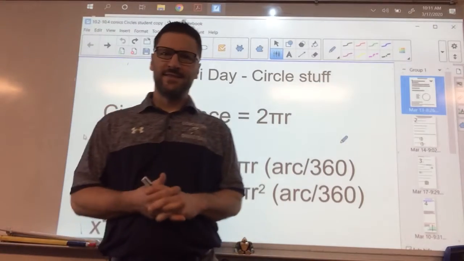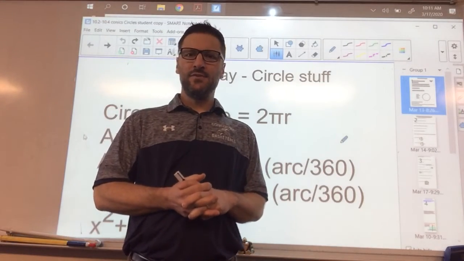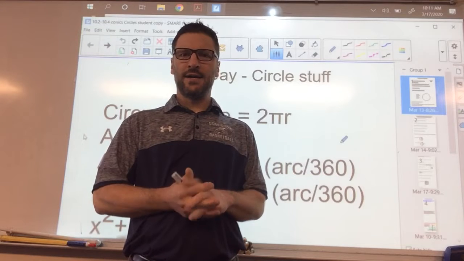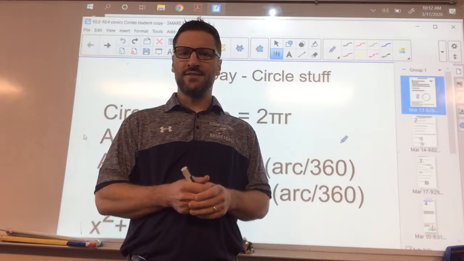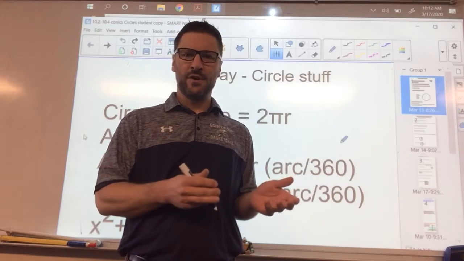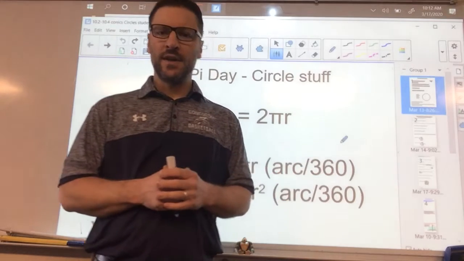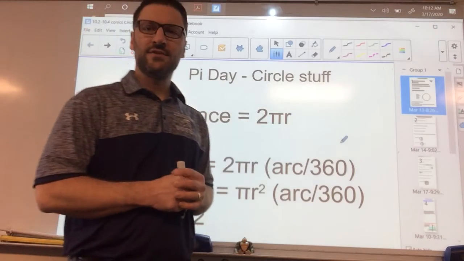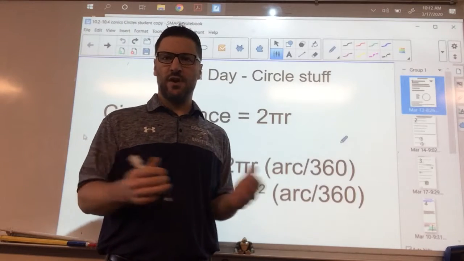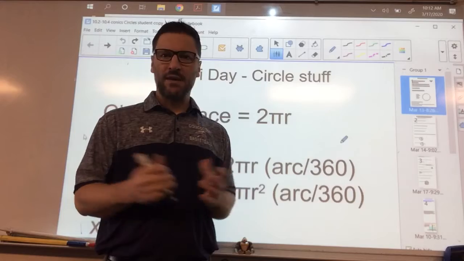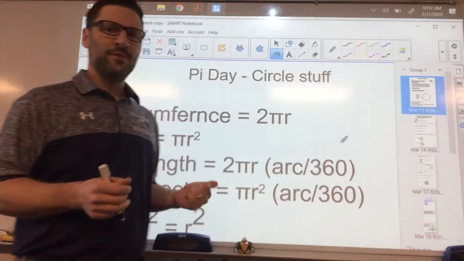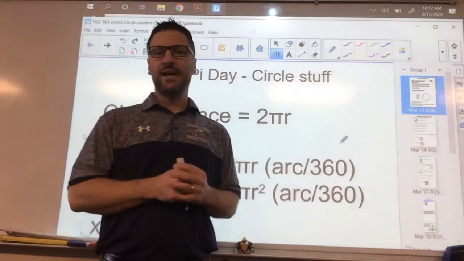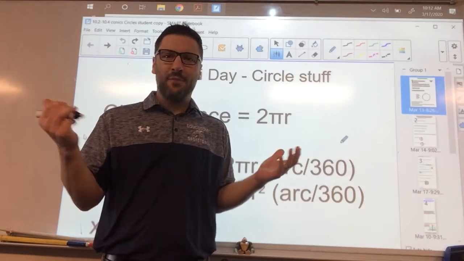Hello, this is the 10.2 through 10.4 conic sections extension. One of the conic sections that this book puts before 10.2 to 10.4 is circles. We haven't talked about circles yet, but circles are a conic section, a lot like ellipses. I usually do this on Pi Day. You'll notice it says Pi Day circle stuff. Usually get to have pie.